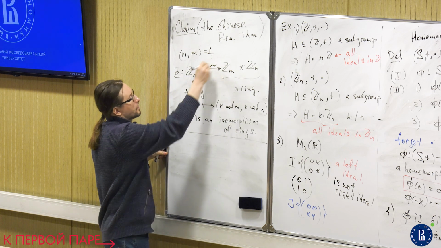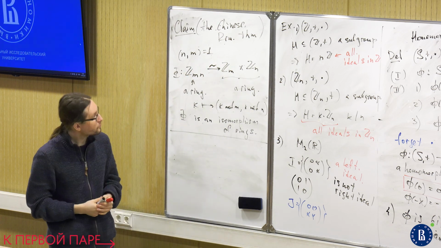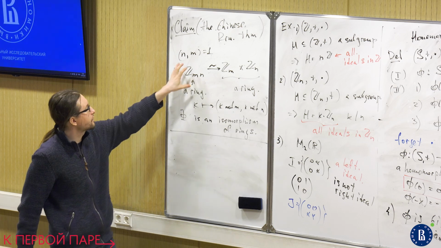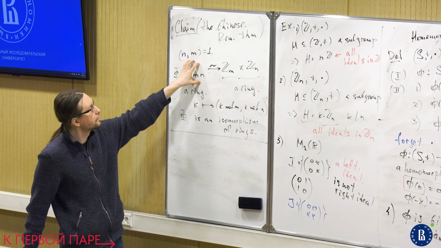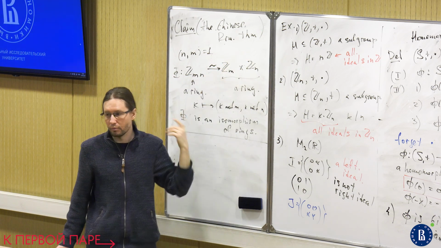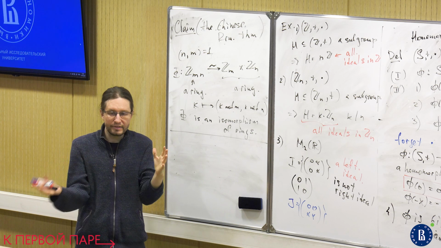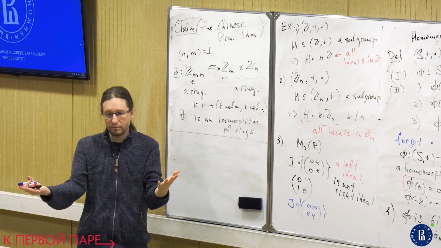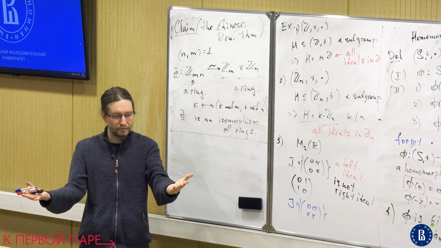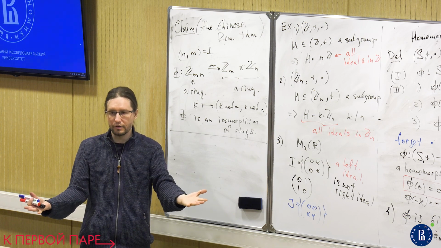So this is an isomorphism. By the way, if this is an isomorphism, then the set of invertible elements here corresponds to the set of invertible elements here under this isomorphism. Well, because since it's the same ring, the invertible elements here and the invertible elements here are the same. And the same means that they correspond to each other under the isomorphism.